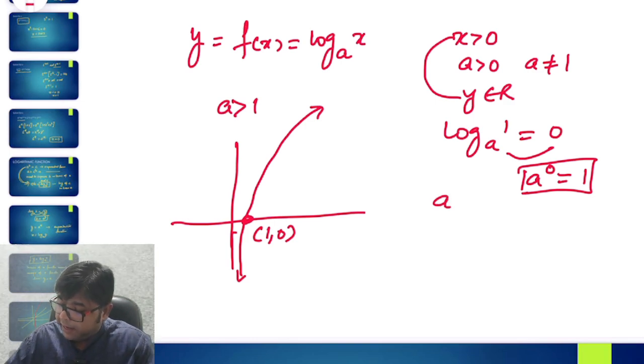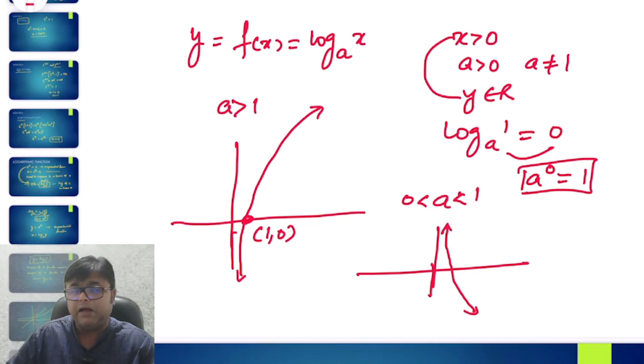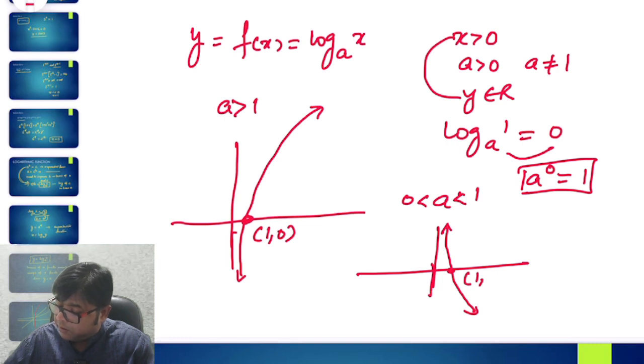But if a lies between 0 and 1, then the graph will be the other way around, like in the case of the exponential function also, it becomes the other way around. So this also becomes the other way around. This will still be (1, 0).